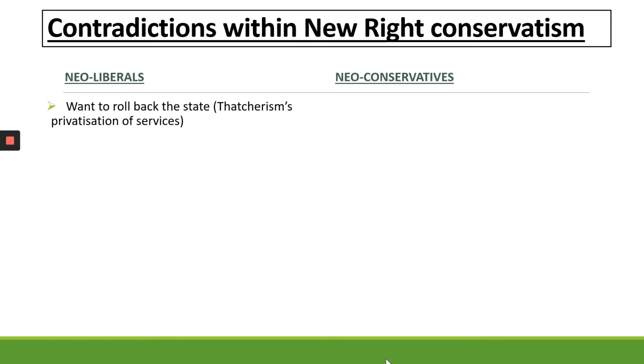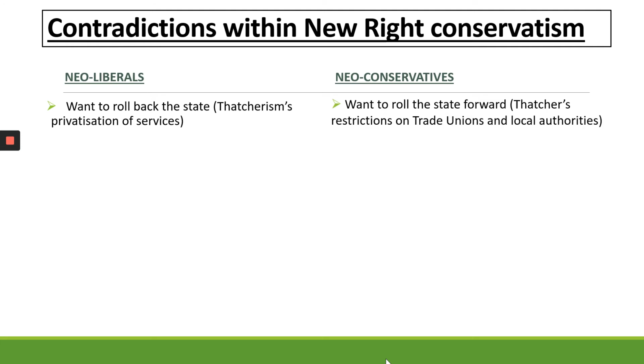So firstly, neoliberals are keen to roll back the state. Remember, that's withdrawing the state from our lives. You can see this when Thatcher privatised services: she withdrew the state's responsibility for key services and placed it into the hands of private companies. On the other hand, neoconservatives want to roll the state forward. Thatcher's restrictions on trade unions and local authorities were her imposing the state in areas that perhaps others would say it has no business. So there's a contradiction here about whether there's a rolling back or a rolling forward of the state.